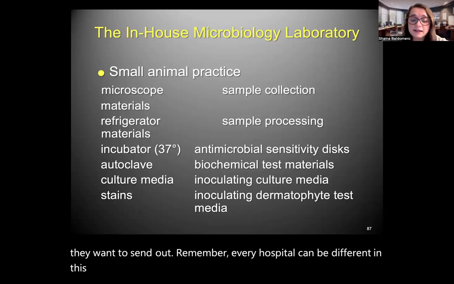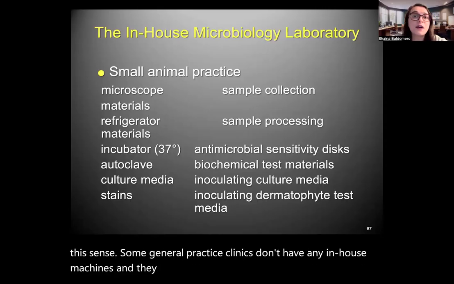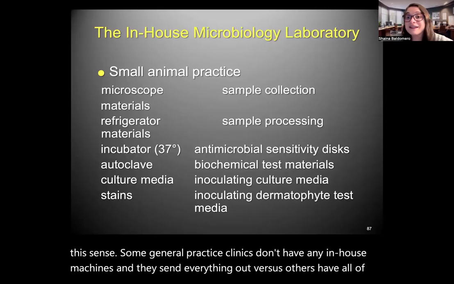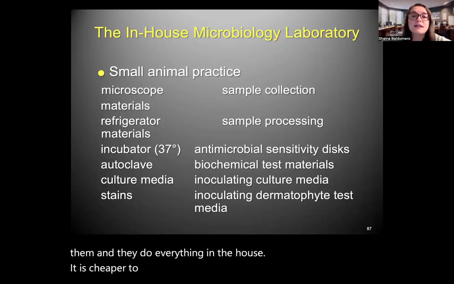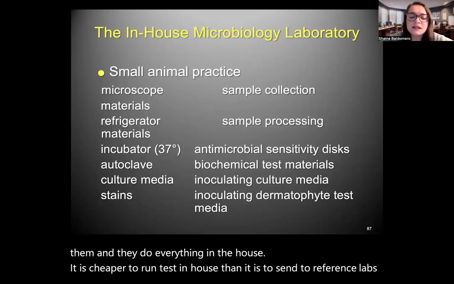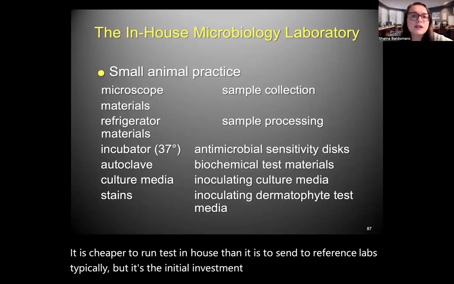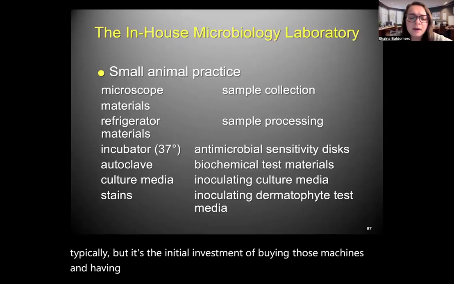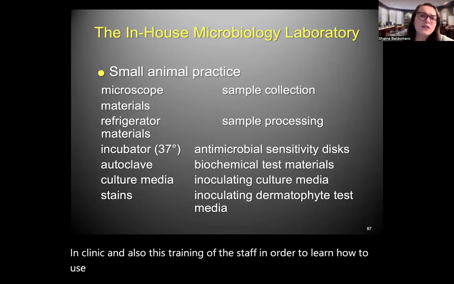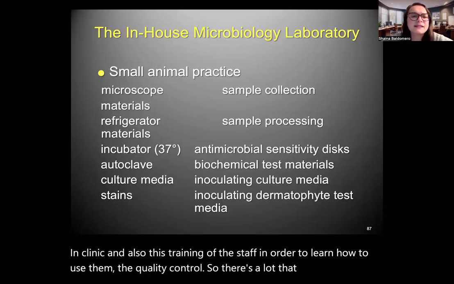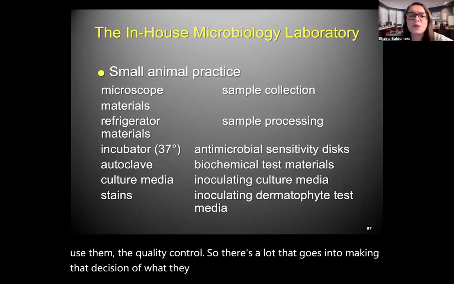Some general practice clinics don't have any in-house machines and they send everything out, versus others have all of them and they do everything in-house. It is cheaper to run tests in-house than it is to send to reference labs, typically. But there's the initial investment of buying those machines and having them in clinic, and also the training of the staff in order to learn how to use them, and the quality control. So there's a lot that goes into making that decision of what they want versus what they don't want.